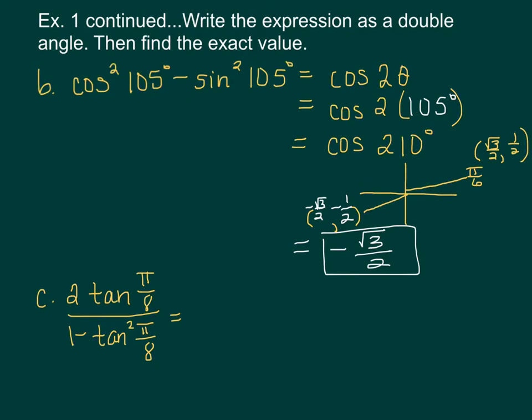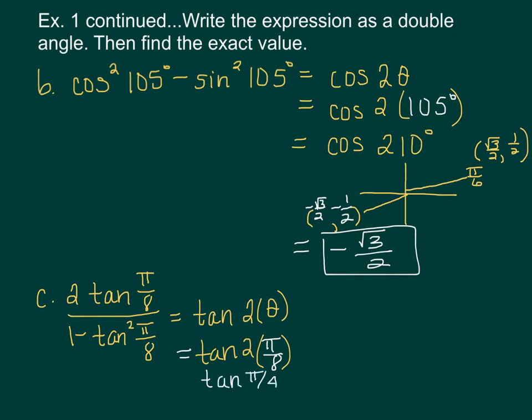Okay, the last example is C, and this example follows tangent's double angle formula. And in this case, our angle is pi over 8. So if I multiply that by 2, I'm going to get tangent of pi over 4. And we should know that tangent of pi over 4 is 1.